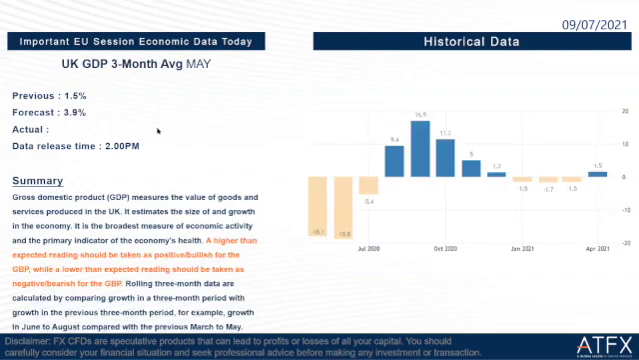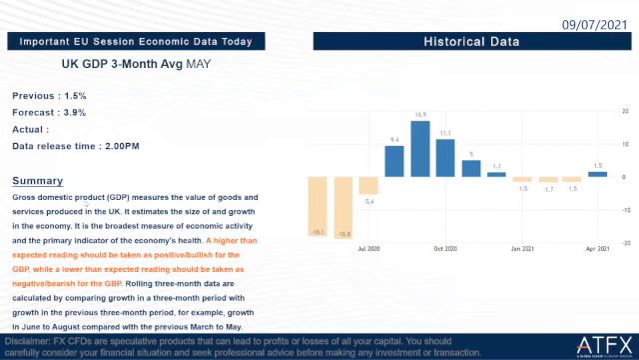The second is UK GDP 3-month average May. The previous is 1.5%. The forecast is 3.9%. The data release time is still at 2 o'clock later. Same, a higher than expected reading should be taken as positive or bullish for the GBP, while a lower than expected reading should be taken as negative or bearish for the GBP.